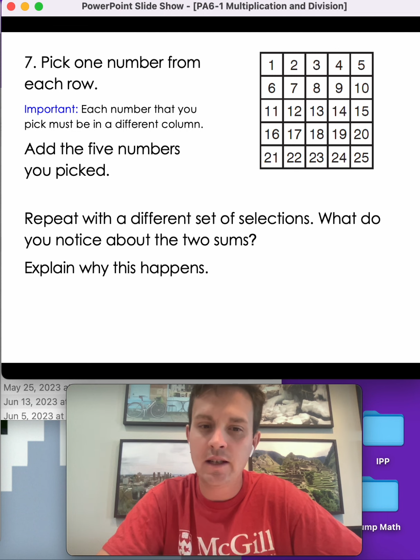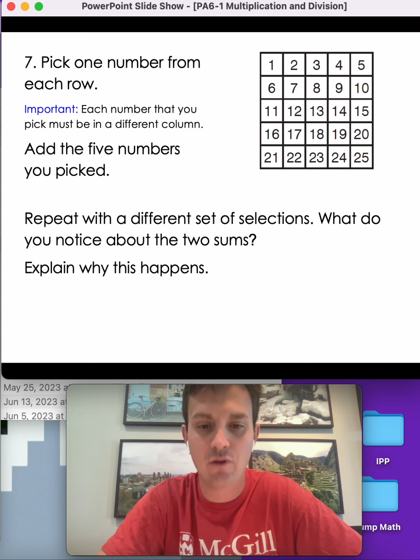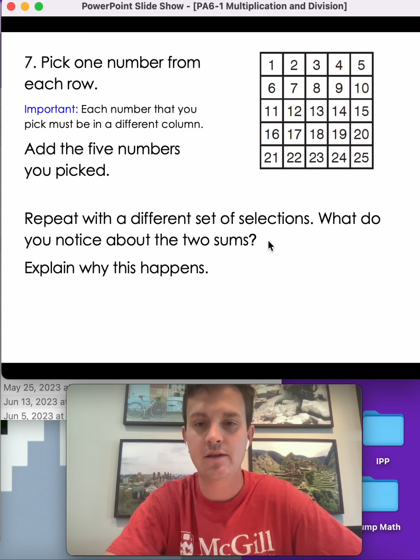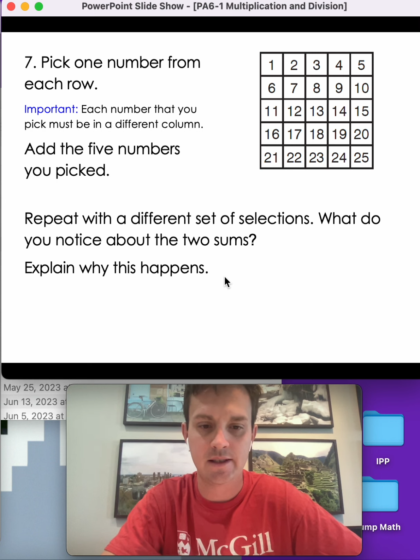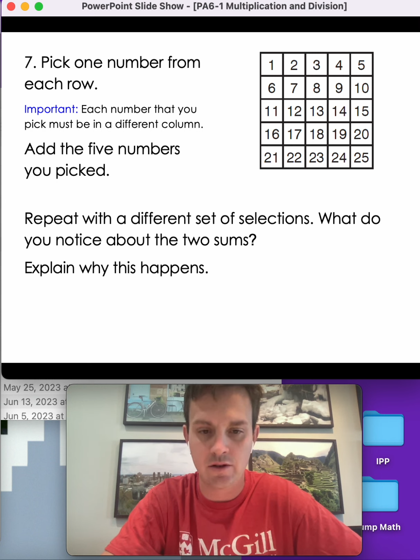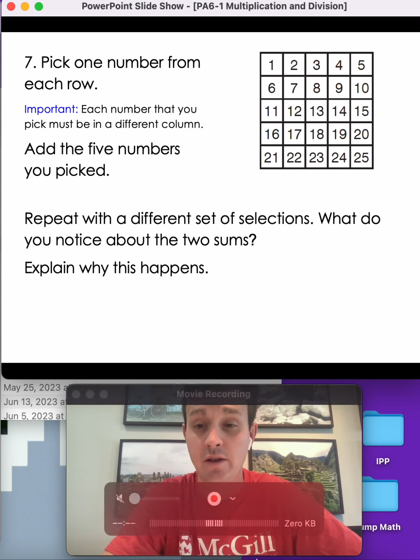And finally, the sums are the same. It happens because no matter which row you pick from, you're either adding 0, 1, 2, 3, 4, or 5 to the first number from that row. Since you picked one number from each column, you add 0 once, 1 once, 2 once, 3 once, and 4 once. So the sum is 1 plus 8 plus 11 plus 16 plus 21 plus 0 plus 1 plus 2 plus 3 plus 4, which is always 65.